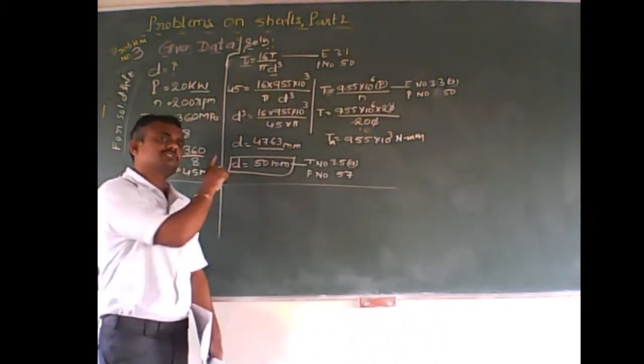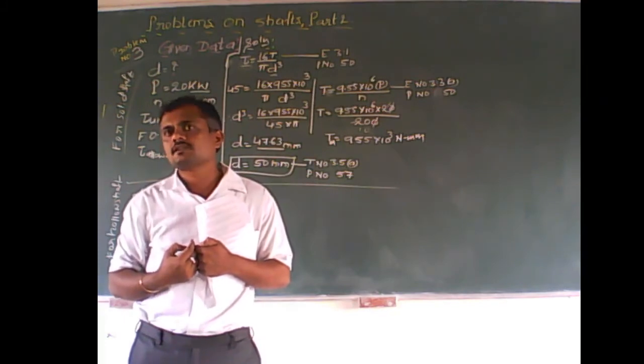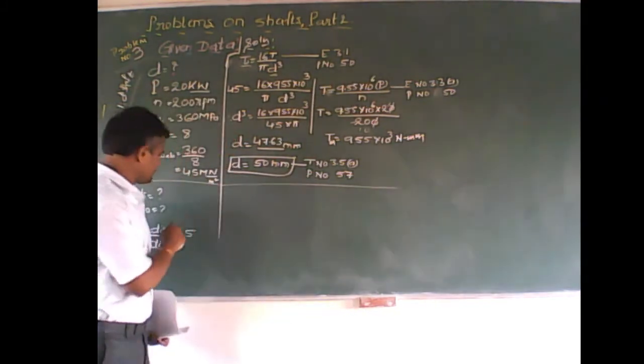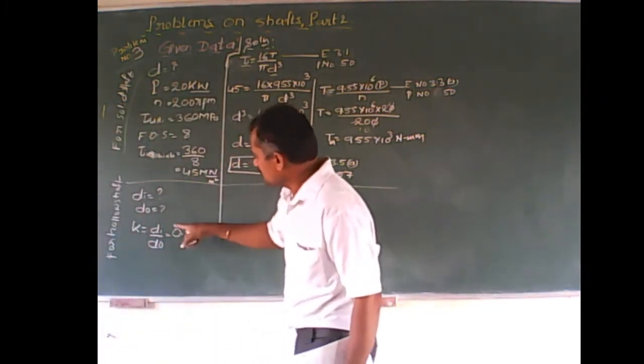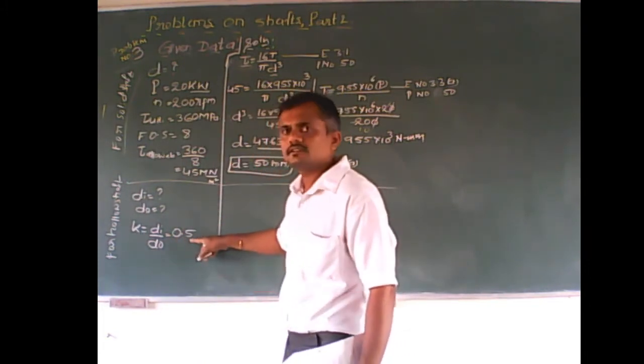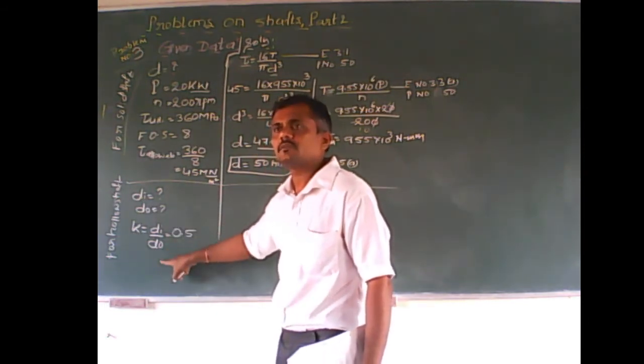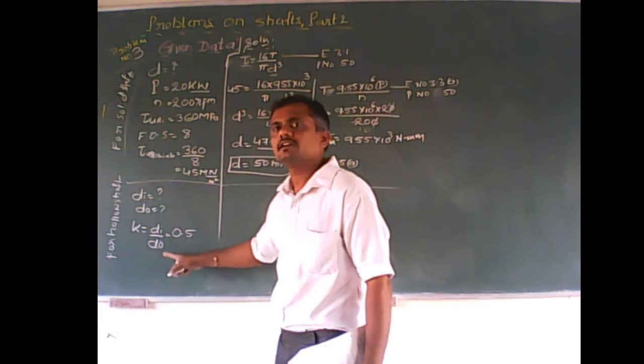See, suppose the diameter of a shaft is used. We have to select a solid shaft as 50 mm. Instead of that, what it says here is a ratio of 0.5. Suppose it is a 50 mm inside diameter, outside diameter will be 100. 50 by 100 is 0.5, correct?